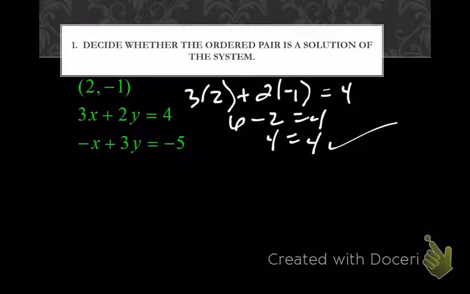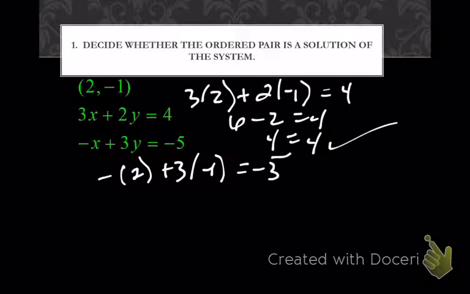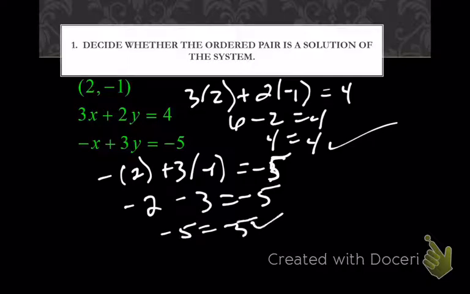But I'm not finished. I've got to check the other guy. I've got to check the second equation. So plug in 2 for x, negative 1 for y, and make sure it works here as well. So this is negative 2 minus 3. Negative 2 minus 3 is negative 5, so it works for both. So yes, this is a solution, but you've got to check both.